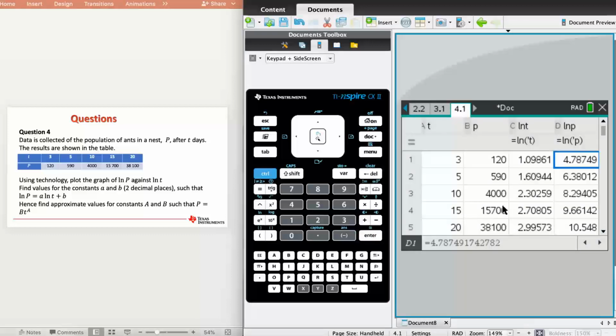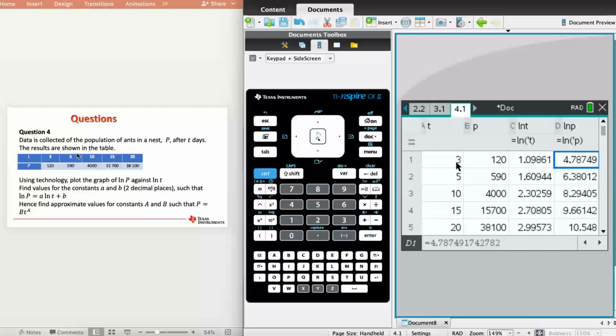So the graph I'd like to plot is the graph of natural log of T against natural log of P, so column C and column D. In order to do this, I'm going to use a scatter plot. Now, I could use the graphs page, but the reason I'm going to use a scatter plot is because it looks like in order to find the values of A and B, I'm going to need to do regression, and it's probably easier just to do the regression on the scatter plot page.